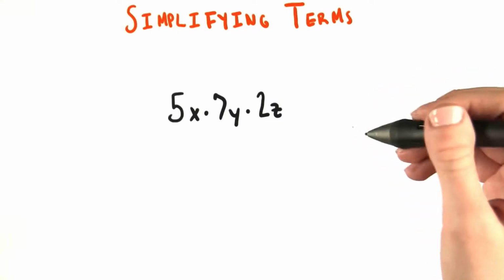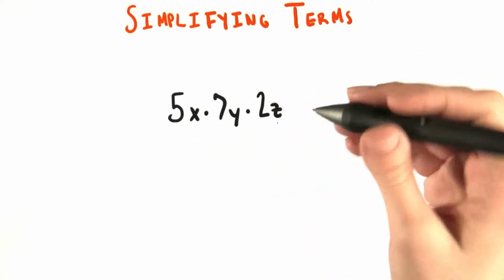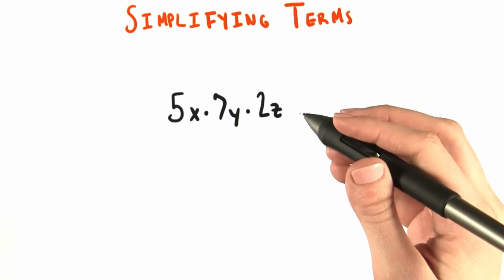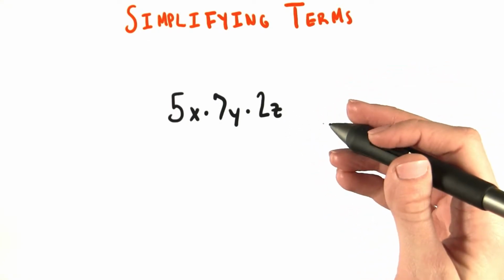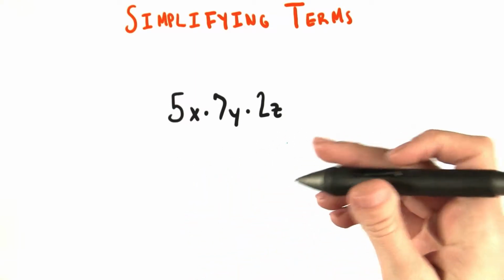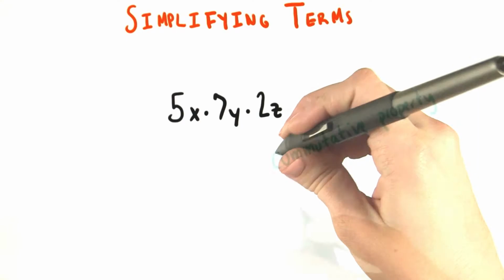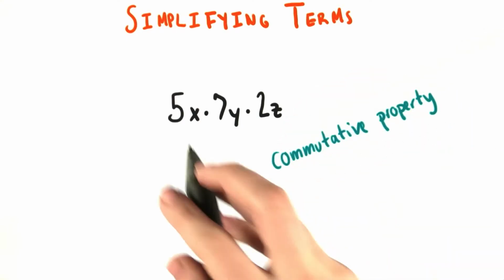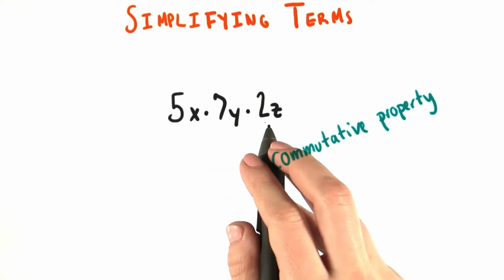So now that we understand what factors were multiplied together to create this term, is there a more simplified way for us to write this? Thankfully, the answer is yes. However, before we can start to play around with this term, we need to learn about something called the commutative property. Specifically, the commutative property of multiplication, since all of our factors are multiplied together here.